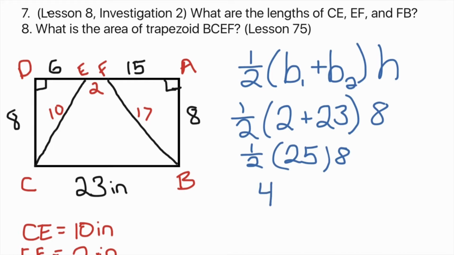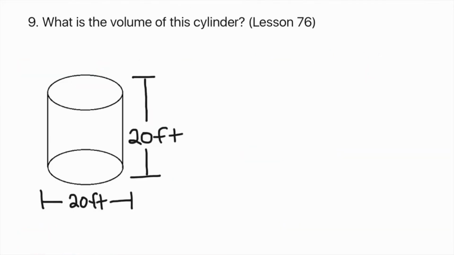So 1/2 of 8 is 4 times 25 is 100, and it's inches squared since it's area. Number 9, what is the volume of this cylinder? This is from lesson 76.